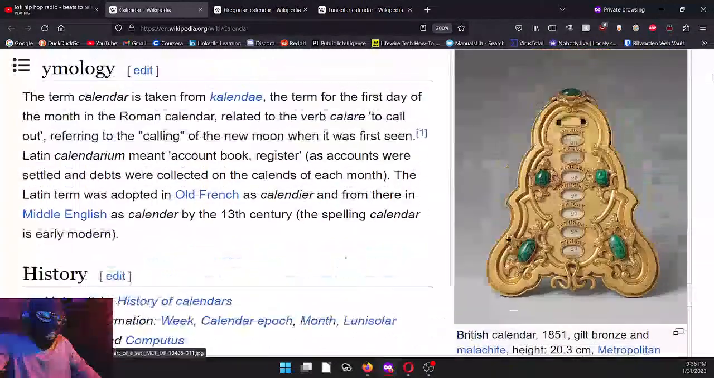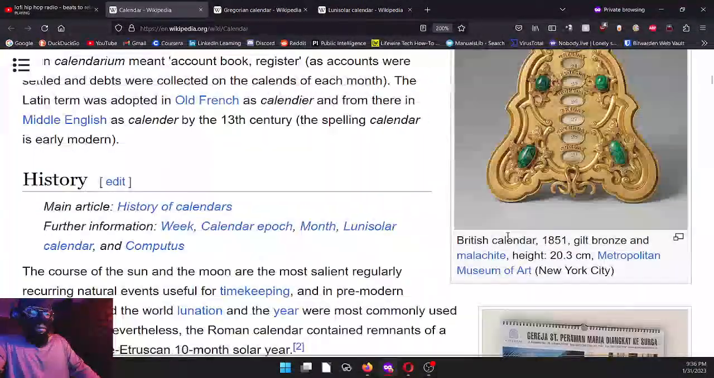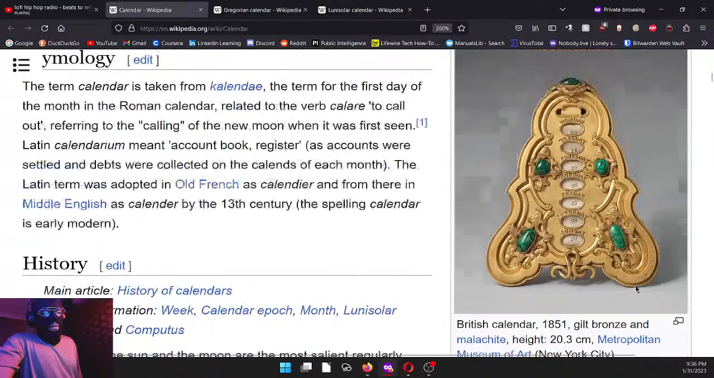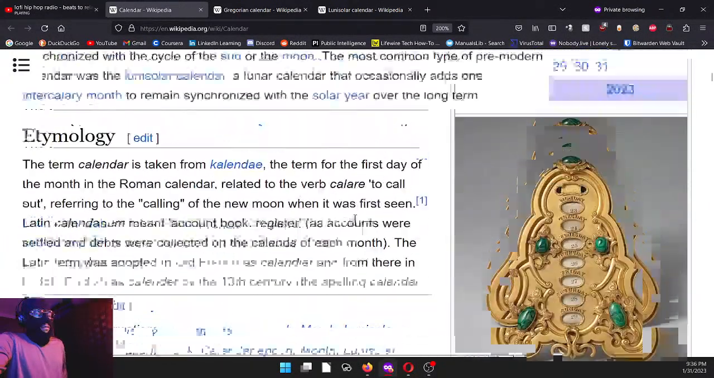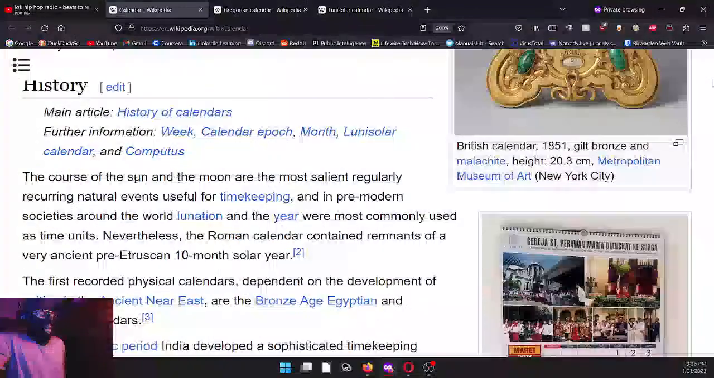And alright, the British calendar, 1851. Gilt bronze and mouchet, height 23 centimeters, Metropolitan Museum of Art, New York City. Okay, this looks like a clock, but that's actually a physical calendar. Alrighty, history.